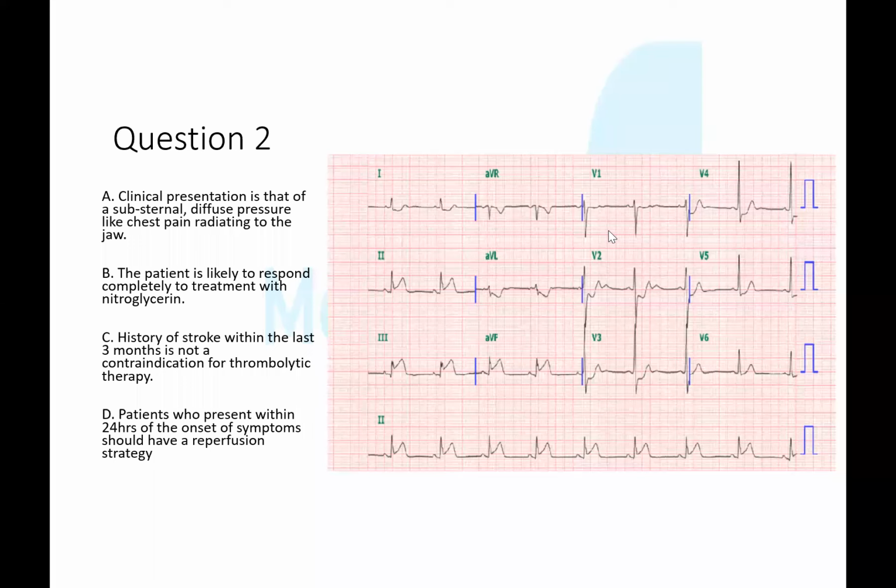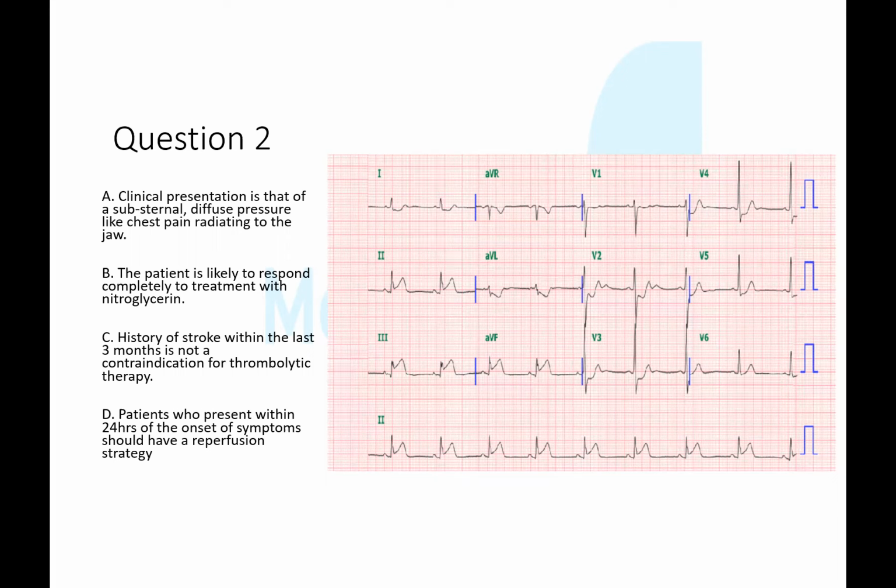Clinical presentation is that of substernal diffuse pressure-like chest pain radiating to the jaw. So that's correct. The patient is likely to respond completely to treatment with nitroglycerin. That is not correct. The reason being that you can use this to treat stable angina. But when it comes to acute coronary syndrome, there are three things there. Unstable angina, that's one. Non-ST segment elevation myocardial infarction, that is two. And the third one is what we are seeing here, ST segment elevation myocardial infarction.